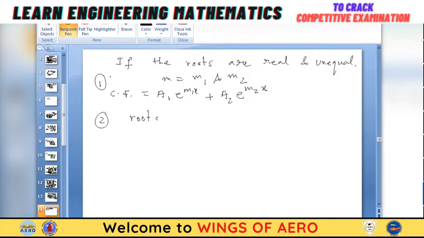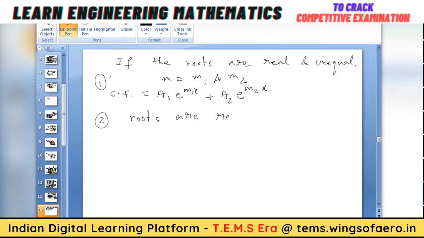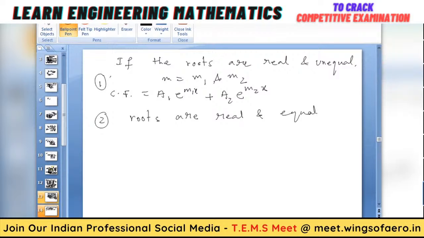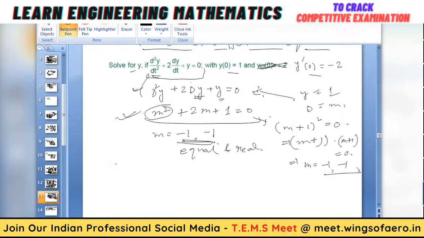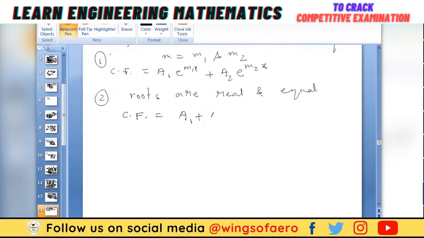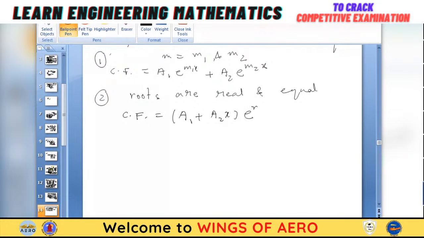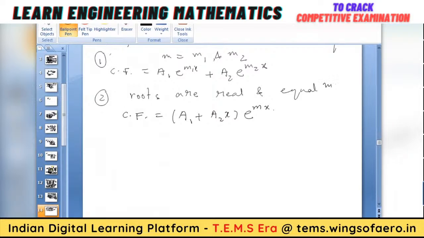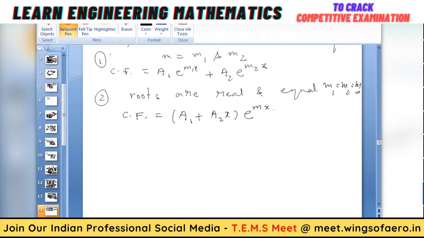Second, if the roots are real and equal, just like the previous one. Look at this, real and equal. So what is the solution? (a1 plus a2 x) e to the power mx. Real and equal means suppose m1 is equal to m2 is equal to m. Here m is equal to -1. So this is the solution.